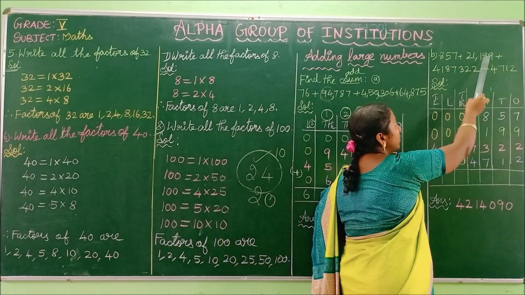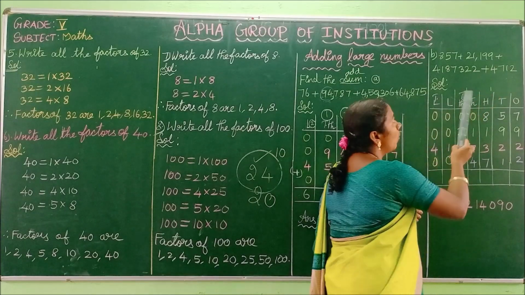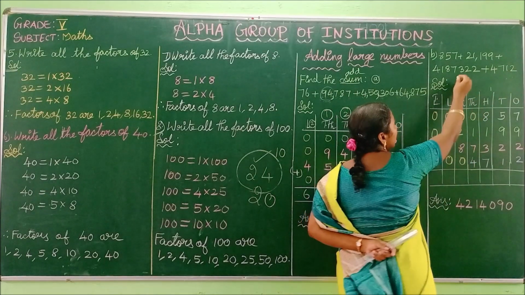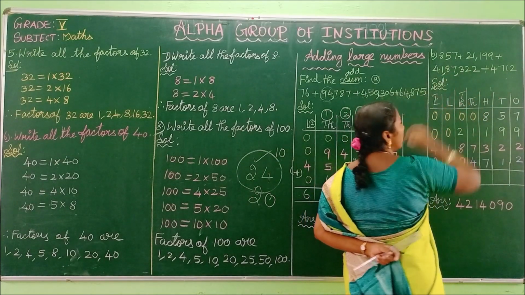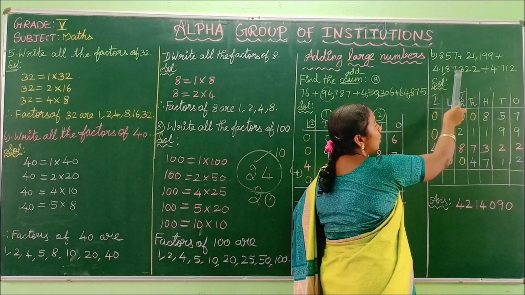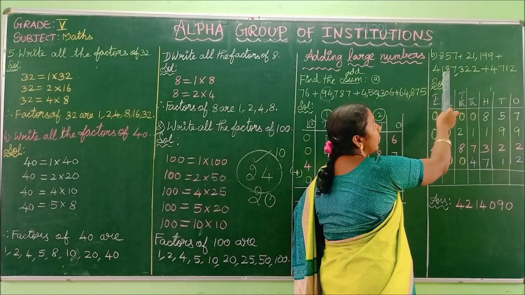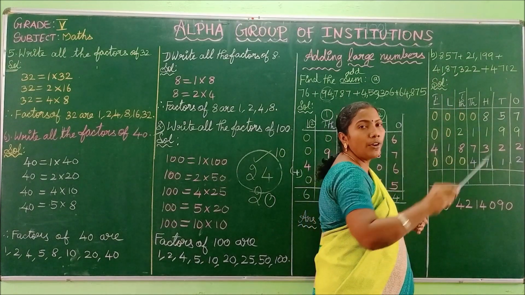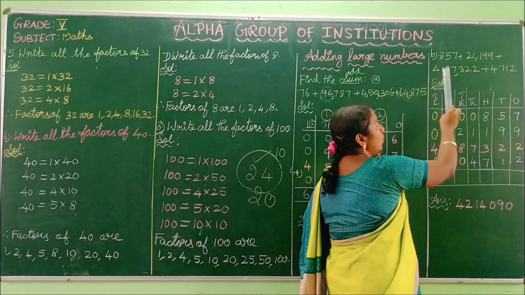857 plus 21,199 plus. How can you place the comma? After the 3 digits, 2 digits. Okay. How do you read this? Ones, tens, 100, 1,000, 10,000, lakh, 10 lakh. So you have to read the 41 as 4, 41 lakh.